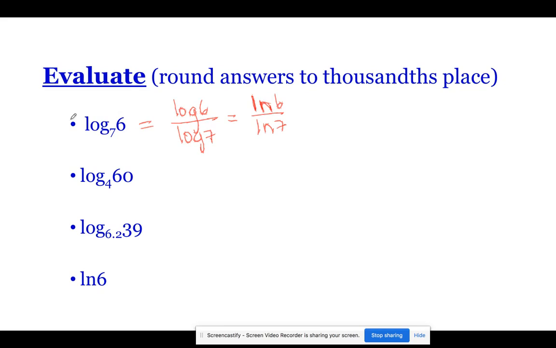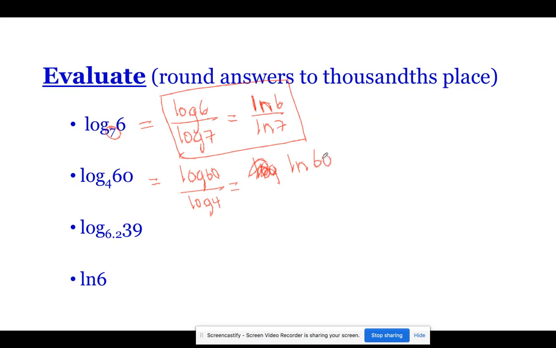But we don't know this off the top of our head, and the calculator does not have a base of 7. It has a base of 10 and a base of e. Some of yours might, but I still want you to know how to do this so that you understand how change of base works. Here, the exponent that turns 4 into 60, I don't know that. So let's use the change of base again. Log of 60 divided by log of 4. Or maybe you're doing ln of 60 divided by ln of 4.